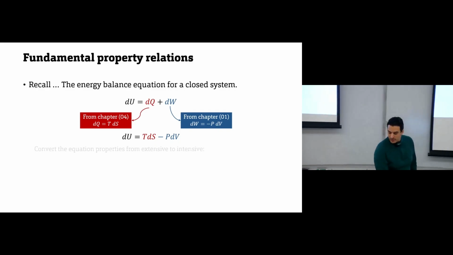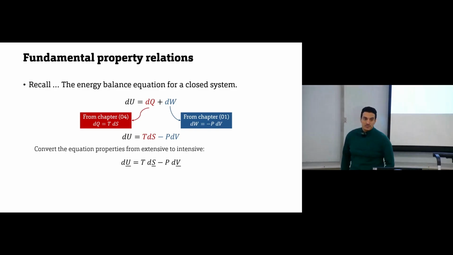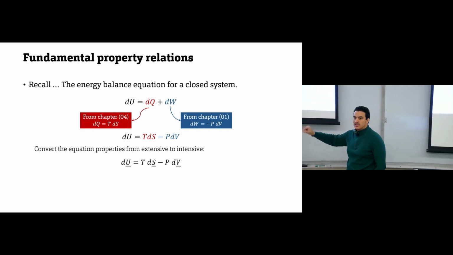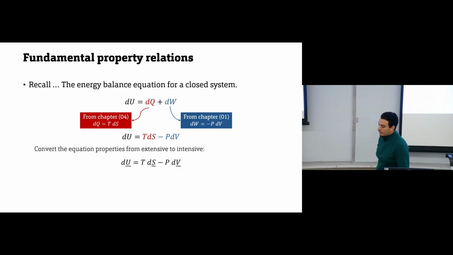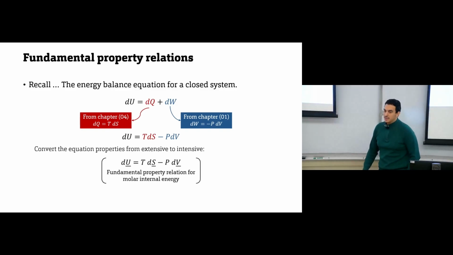And we don't like to work with extensive properties, especially in mathematical models. So we need to convert all of these equations by dividing all the properties by the number of moles. This is why we have the molar internal energy: du equals T times molar entropy minus P times molar volume.